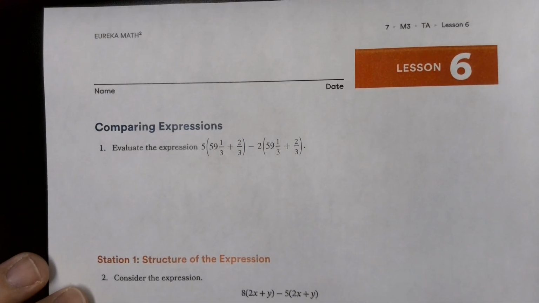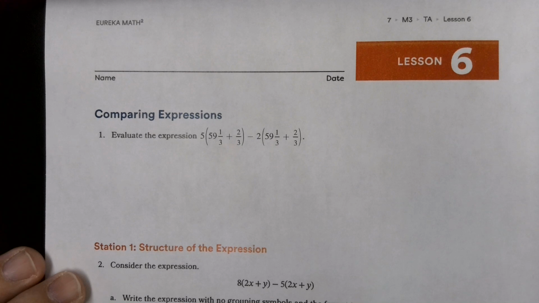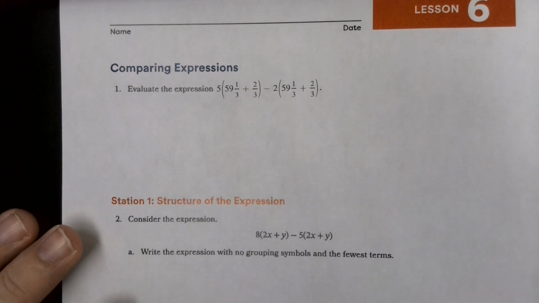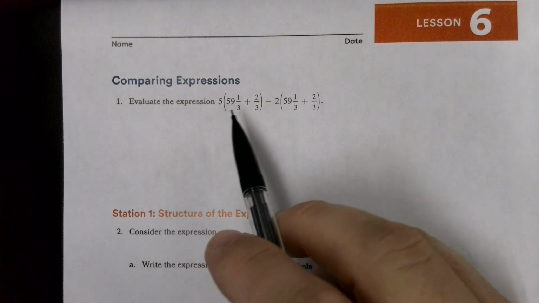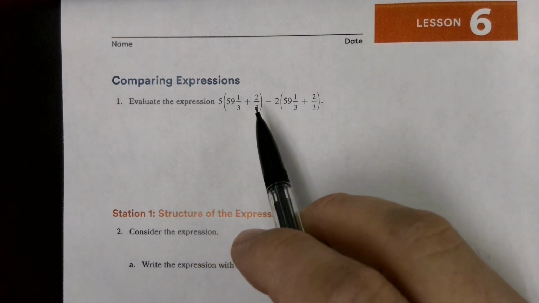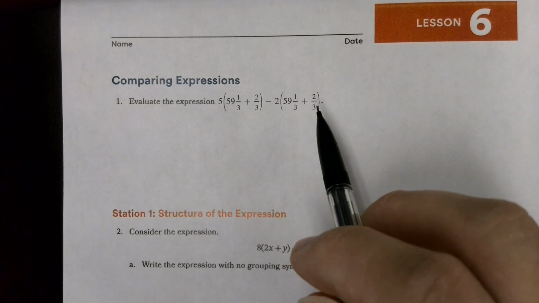Today's video covers Lesson 6 in Module 3 for Eureka Math Grade 7, comparing expressions. Looking at question 1, we have 5 times (59 1/3 plus 2/3) minus 2 times (59 1/3 plus 2/3).